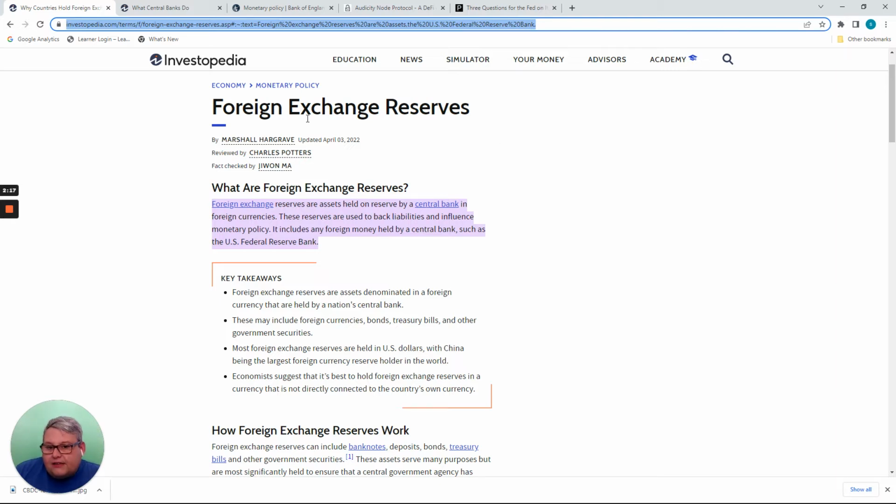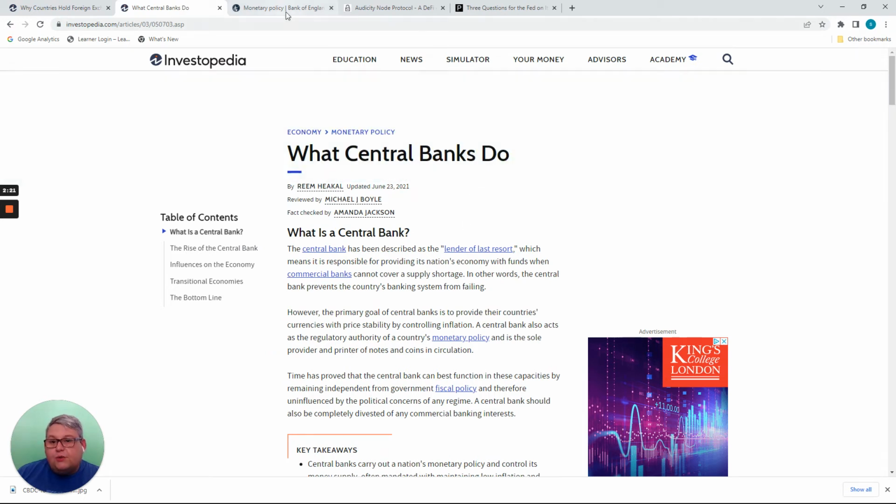So a central bank, to me, is a lender of last resort. So if we go to what central banks do: when commercial banks can't support the economy and don't have the liquidity and can't perform domestic banking functions, and there isn't enough money in the system, then the central bank steps in. They also play a massive role in monetary policy.